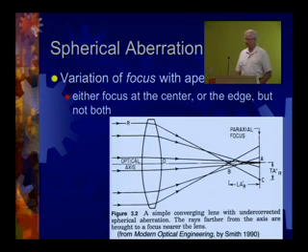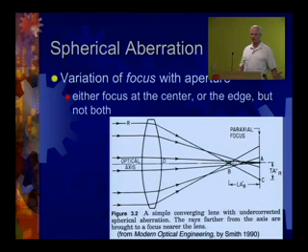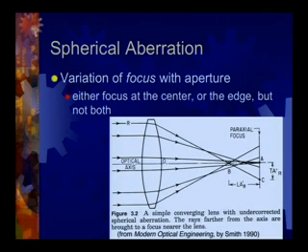So spherical aberration is how focus varies as light goes across the aperture from the center to the edge of the aperture. So as you can see over here, the rays in the center are converging right at this point, whereas the ones that came from the edges are converging at that point.